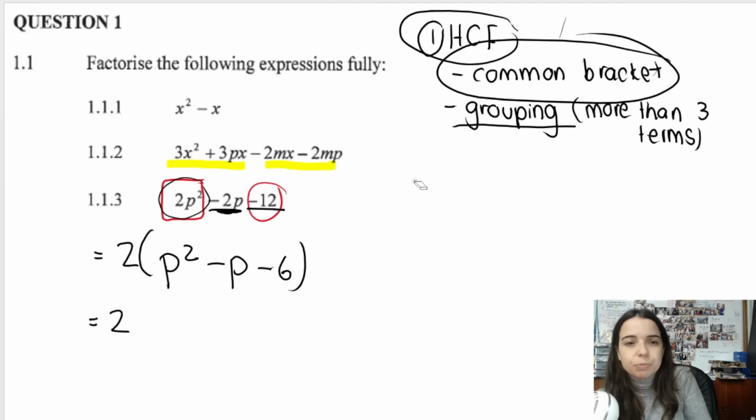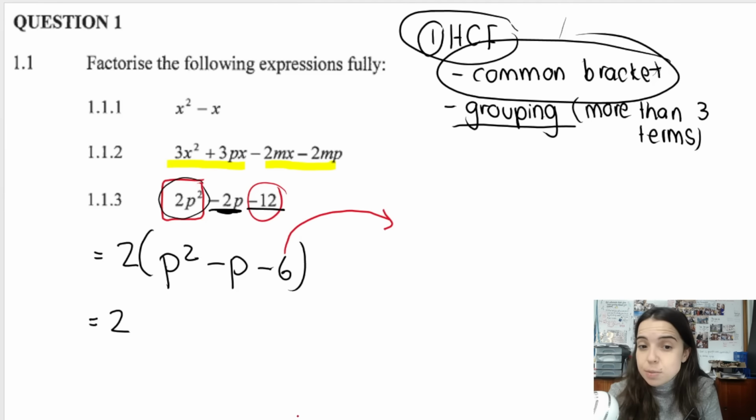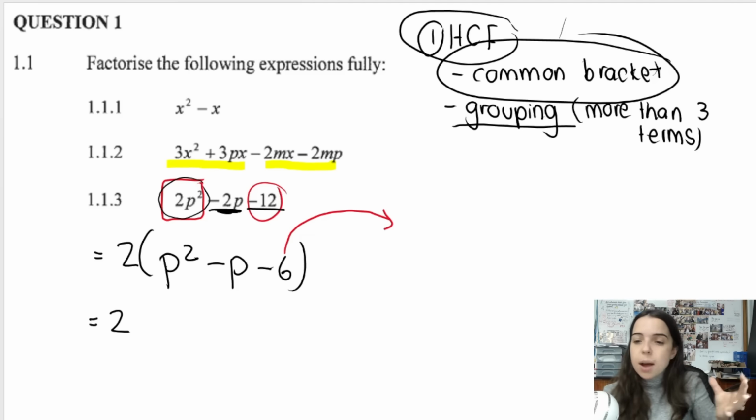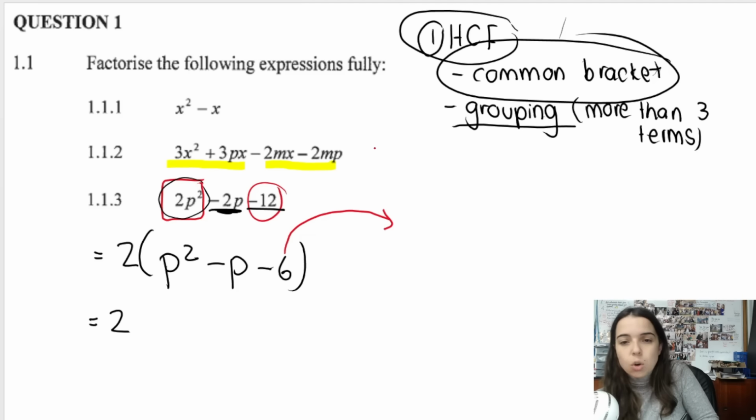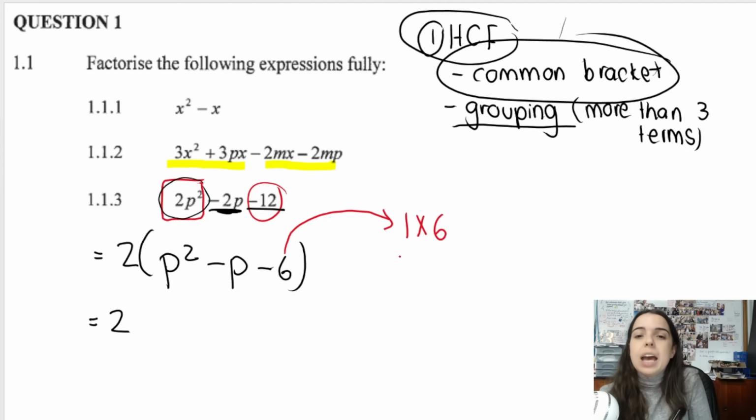How we do trinomials is we always take the constant term, so in this case it's negative 6, and we find the products. I know that there's a negative there, but I'm going to ignore it for now. I just want you to find the products of 6. So what times what gives me 6? Well, we've got 1 times 6 gives me 6, and we've got 2 times 3 gives me 6. Those are the only 2.